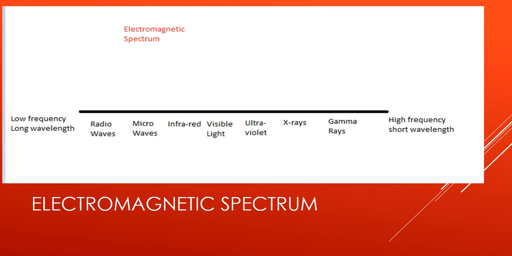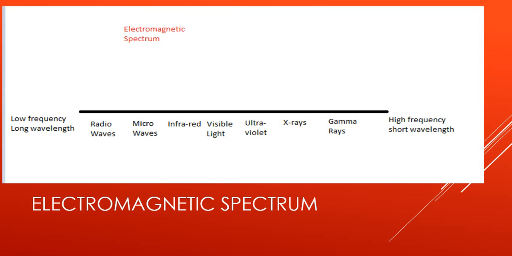So as you can see, there's low frequency, long wavelength: radio waves, microwaves, infrareds, and high frequency, short wavelength. If you imagine a sine wave, a short wavelength means lots of waves, whereas a long wavelength means longer waves, but fewer of them.